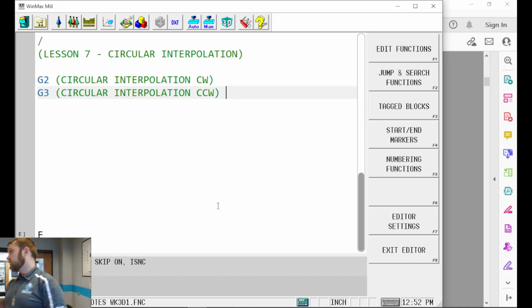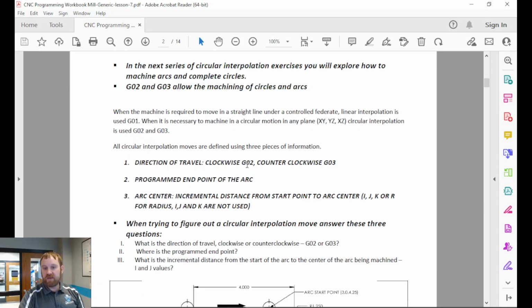Same thing with spindle. Spindle, M3, turns it on clockwise. The next one, M4, turns it on counterclockwise in reverse. So just keep in mind that the clockwise will always be the first of those codes. All right. So we need to know our direction of travel. Then we got to tell it the programmed end point of the arc. Basically, where's the end point of the arc? Where's the X and Y end point? We're in the XY plane.